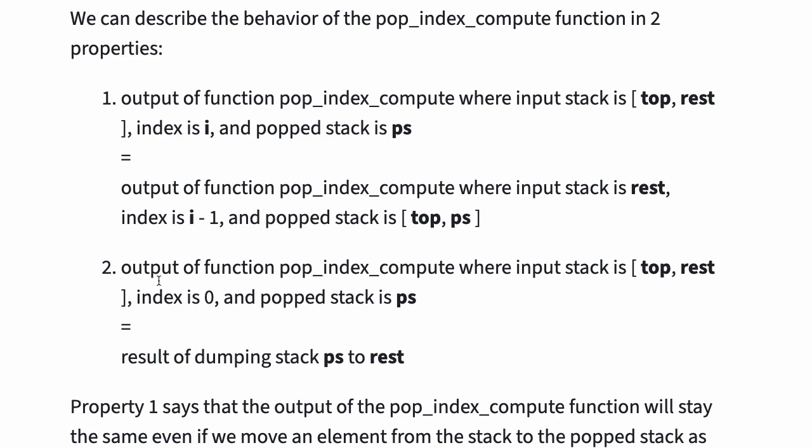Property 2 says that the output of function popIndexCompute, where input stack is top rest, index is 0, and pop stack is PS, is equal to the result of dumping stack PS to rest. Property 1 says that the output of the popIndexCompute function will stay the same, even if we move an element from the stack to the pop stack, as long as we also decrease the index.